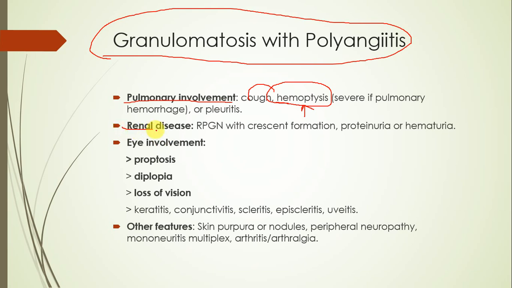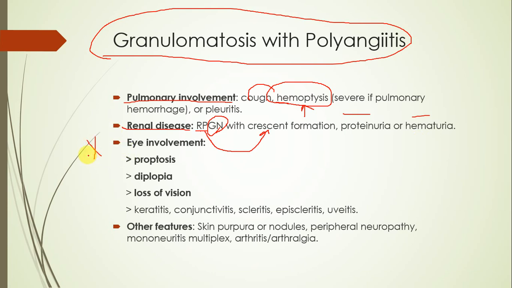The renal disease is similar, with inflammation of the glomerulus, so glomerulonephritis, which may be a rapidly progressive variety. And whenever there is RPGN, there will be formation of crescents, as we have seen previously. And obviously, there would be protein leak and hematuria.